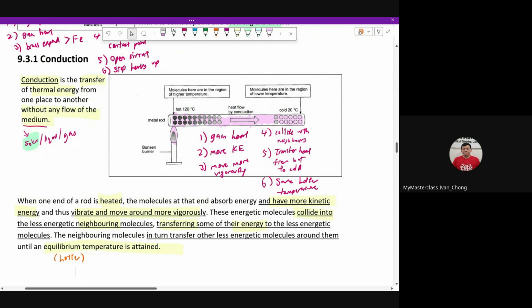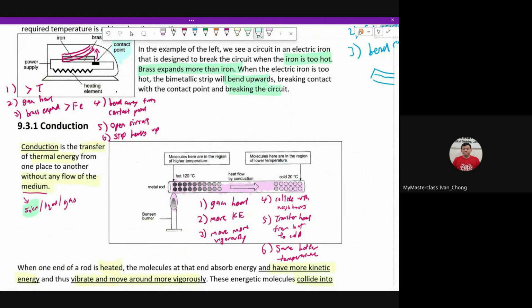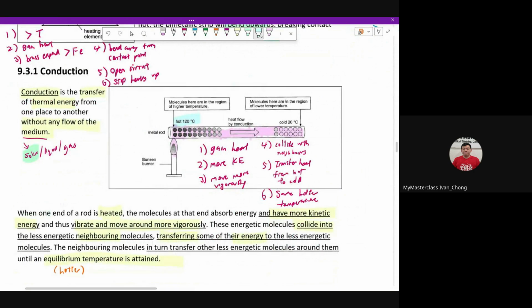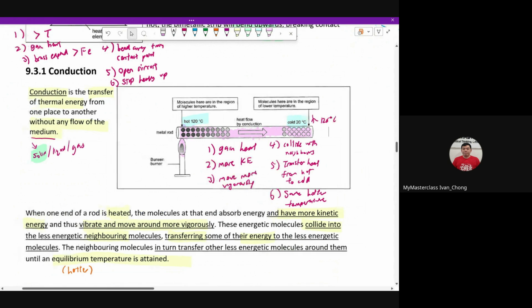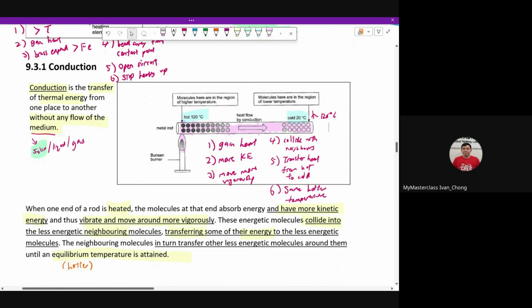You can see over here, you started with 120, so eventually this will slowly increase until it's 120 degrees Celsius. If you notice, these particles do not move. It is only the heat that is moving from hot to cold. The particles themselves remain in the same original position. They are just vibrating about their fixed position. So just be careful, this is how it works.